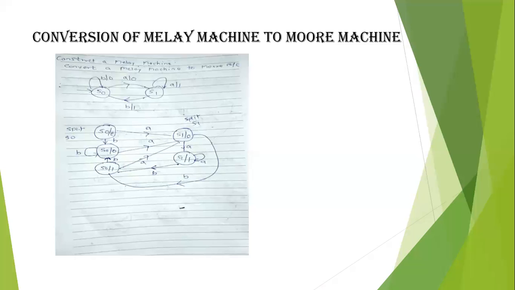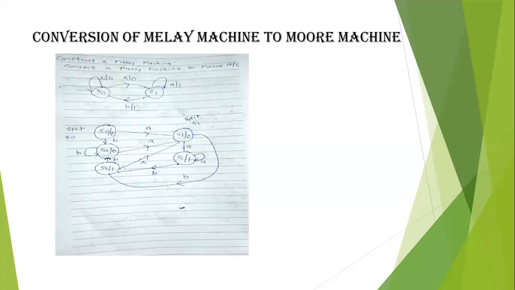S0 is going to S1, so all the splitting parts of S0 are going to S1. But where is it going in S1? A/0. That means it is going to S1 for the input A and its output is 0. So I can connect all of S0/epsilon, S0/0, S0/1 to S1/0 for the input A.